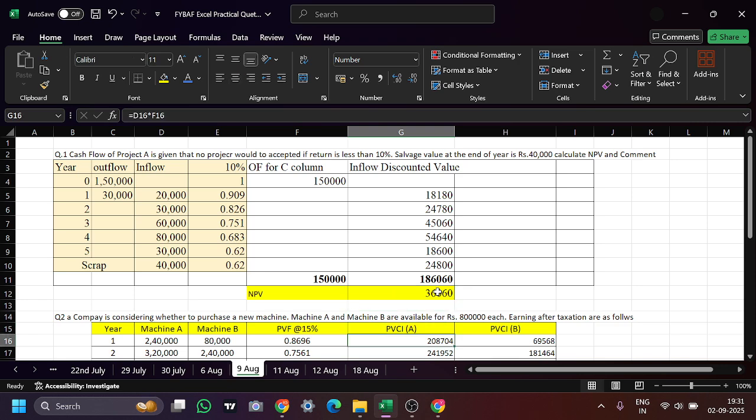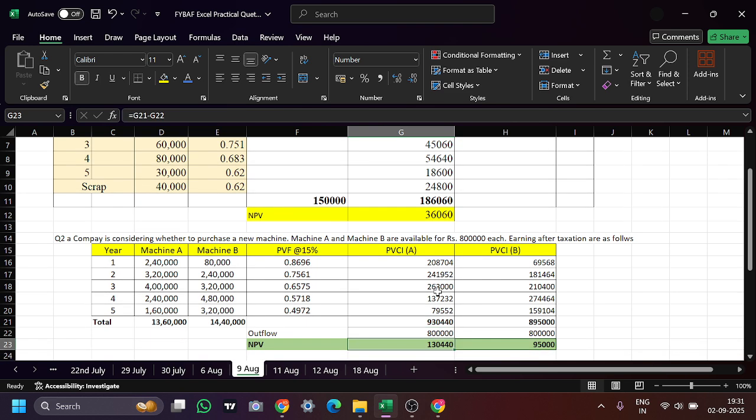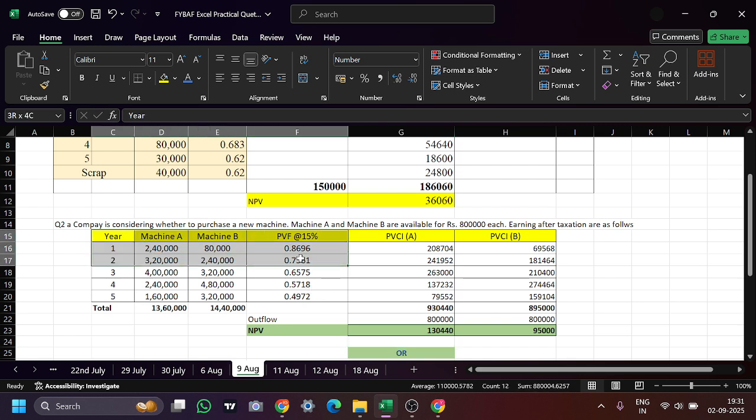We have second question over here, where the company is considering whether to purchase a new machine or not. The machine A and machine B are available for rupees 8 lakhs. Now the outflow is given for the two machines, it is how much? 8 lakhs. Earning after the taxation are as follows. Now the earning after the taxations are provided. Now this must be a question. Done. This is the part of the question.